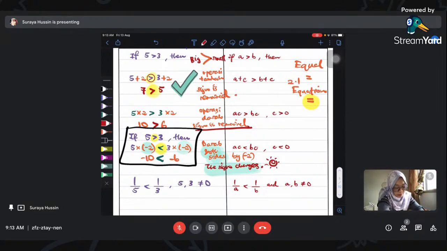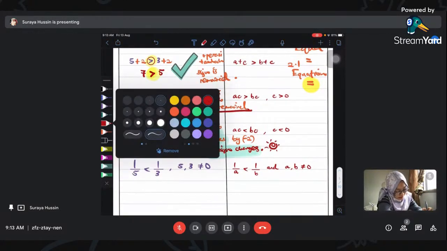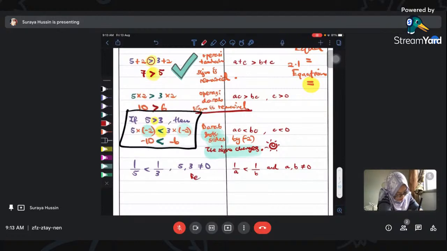Okay, understand the properties first. Another one is the reciprocal. I do not know whether I should call this reciprocal, maybe I delete it. Reciprocal should be in chapter 5. So now let's call this a fraction. When it becomes a fraction, I write it down: fraction.